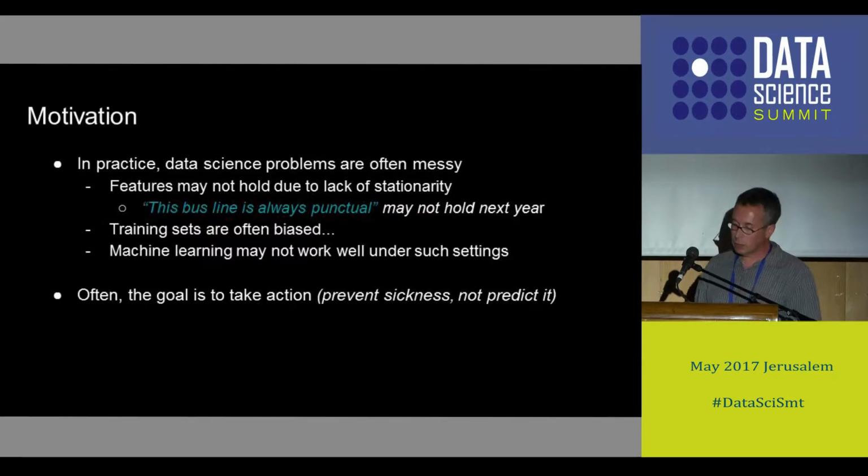And if you think about it, in such circumstances, machine learning may not work at all. We actually don't have any guarantee, and still, of course, we would like to use it because it's such a valuable tool. So this is one line of motivation. Another major line of motivation for explanations is the fact that often, actually more often than not, I would think, we do machine learning, we do data science, but our goal is to take action, not just to make predictions. For example, we would like to prevent sickness, not just predict it.